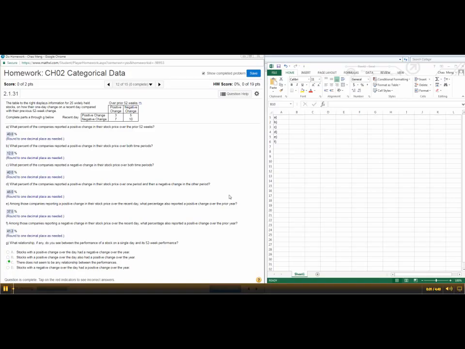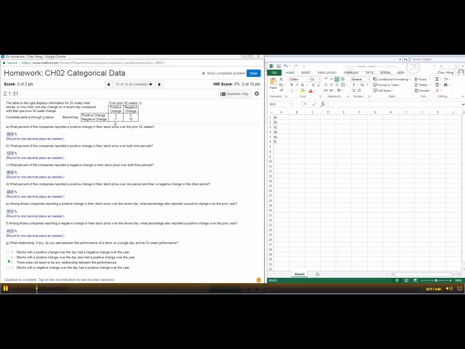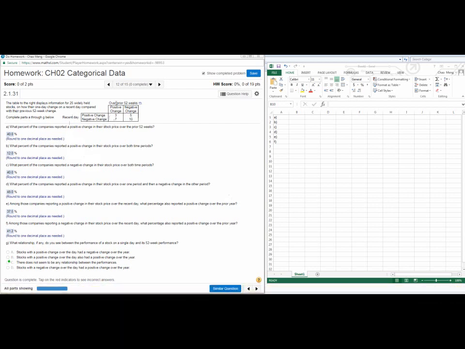Okay guys, let's talk about an assignment question. So this is chapter 2 assignment question number 12. This question is about a contingency table. If we read the problem description, it's talking about 25 stocks, and among the 25 stocks we have this contingency table.